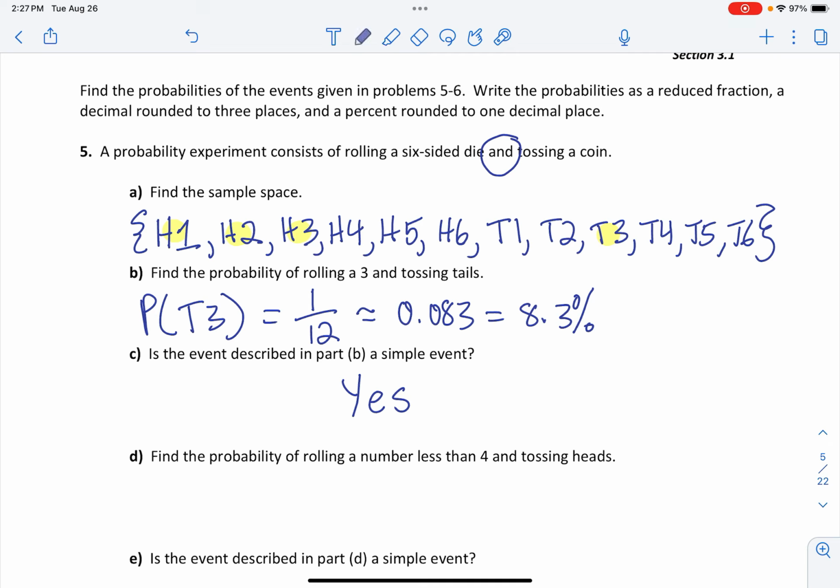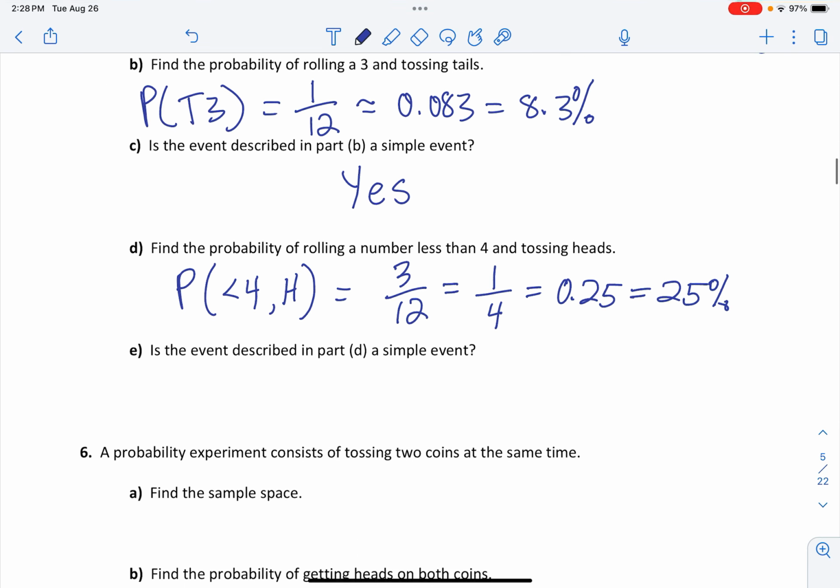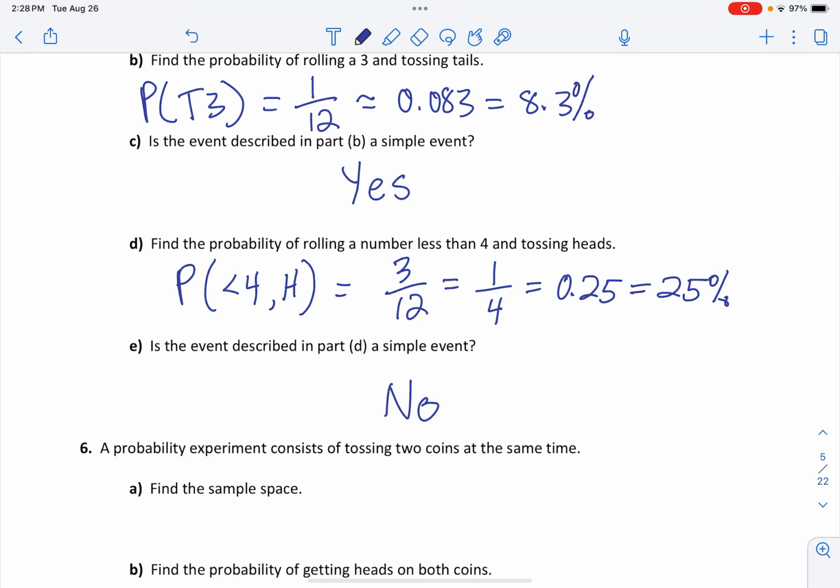So when I write the probability, we could write probability of less than 4 and heads. Again, it's just descriptive in the parentheses. So we counted it up, there's 3 out of 12, reduces to 1/4, 0.25, 25%. Of course, that's not a simple event because there are 3 ways to get it, not 1.